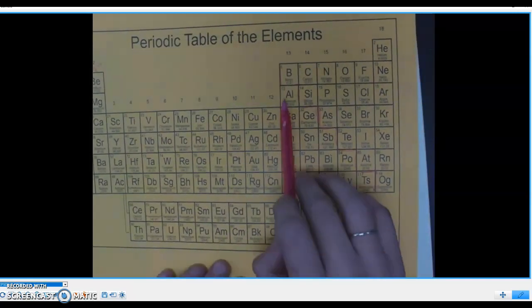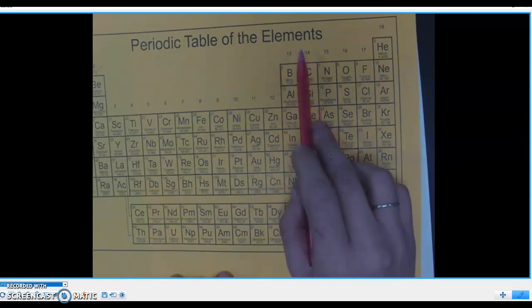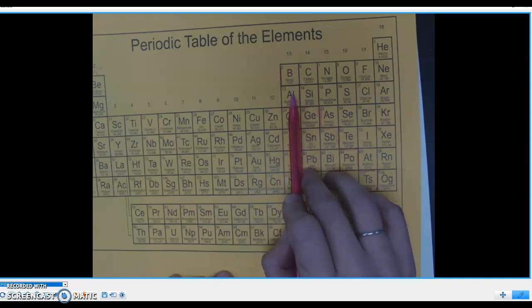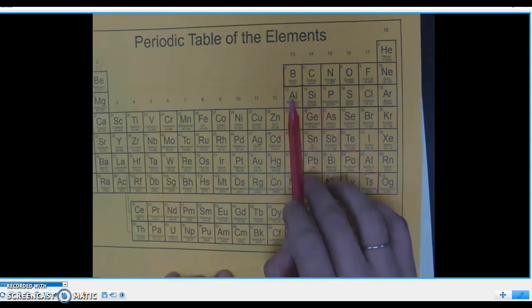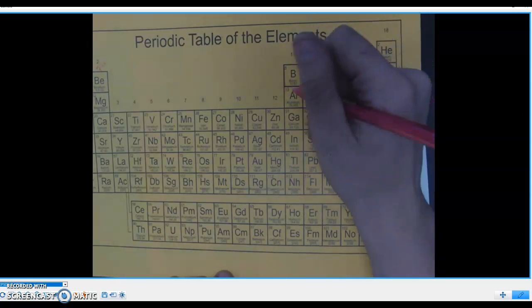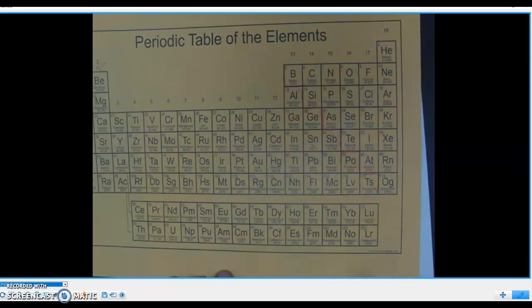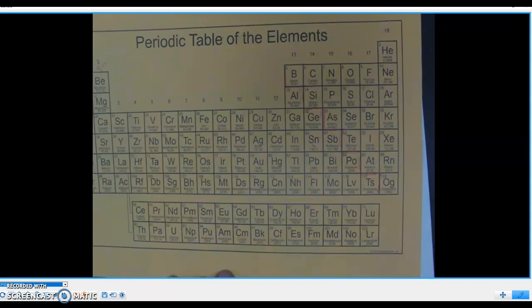Now, aluminum. This is a common one. Aluminum is a metal. It is a group 13 metal, so that means it has 3 valence electrons. And metals lose electrons, so it will lose those 3 valence electrons, and aluminum will form an ion with a 3+ charge.